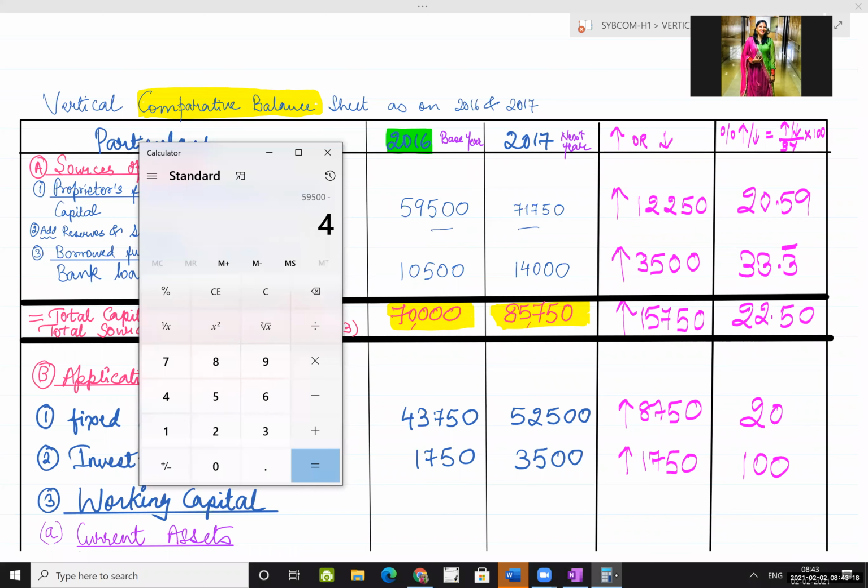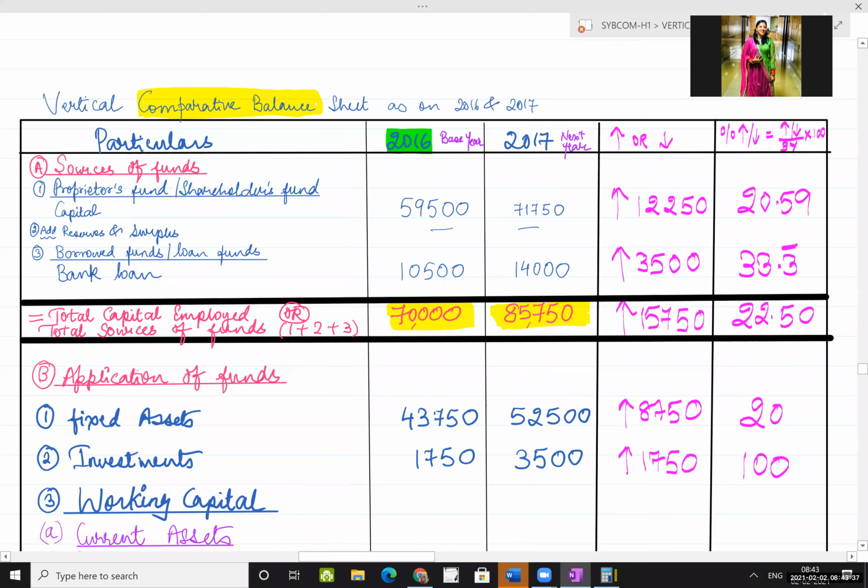59,500 से 71,750 हो गया. So there is an increase of 12,250. Okay, divide by 59,500 into 100. So 20.588. You can make it 59%.